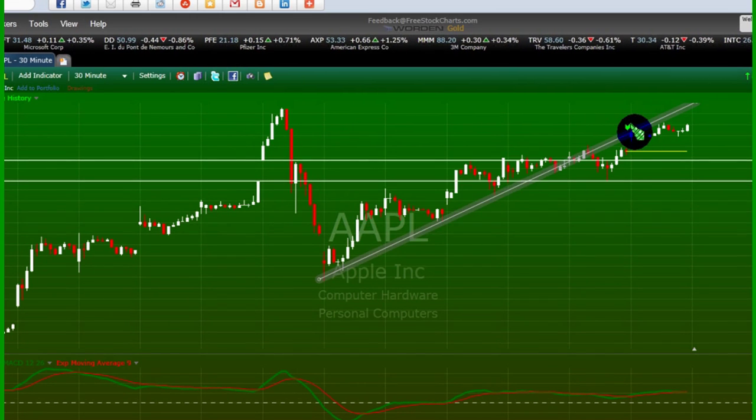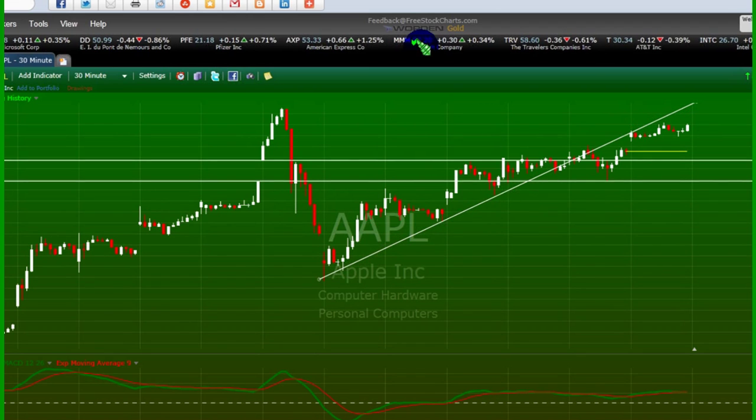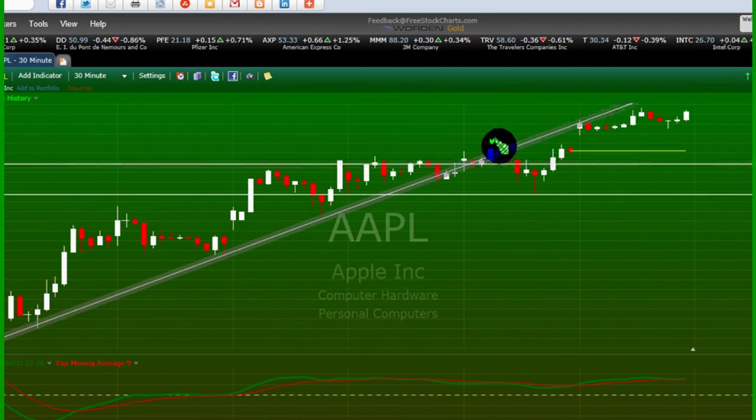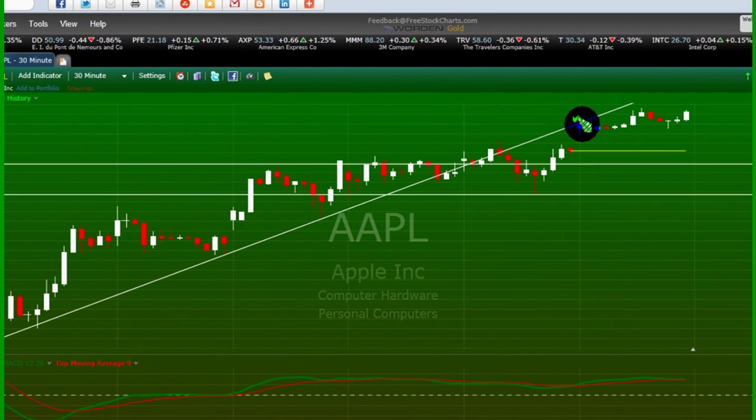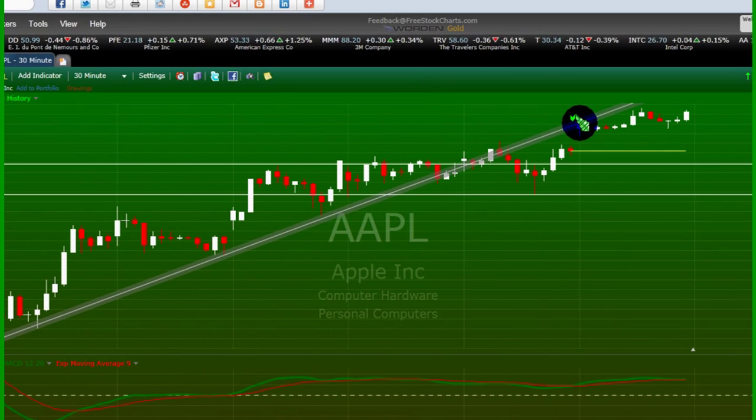So trading on the edge is what we have seen. Finally, the price went below the bullish trend line and came back and retested it here. Some traders sold it.